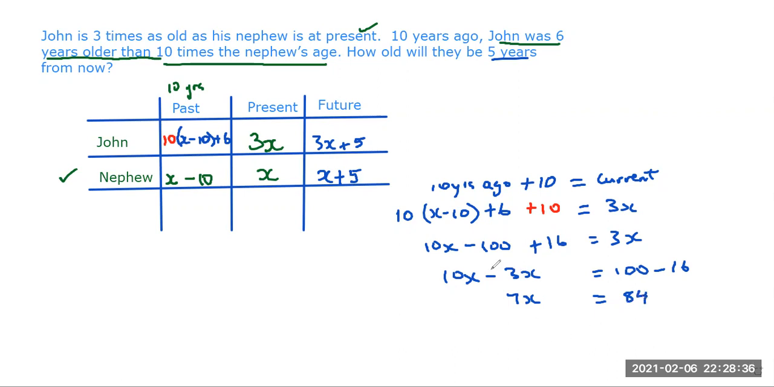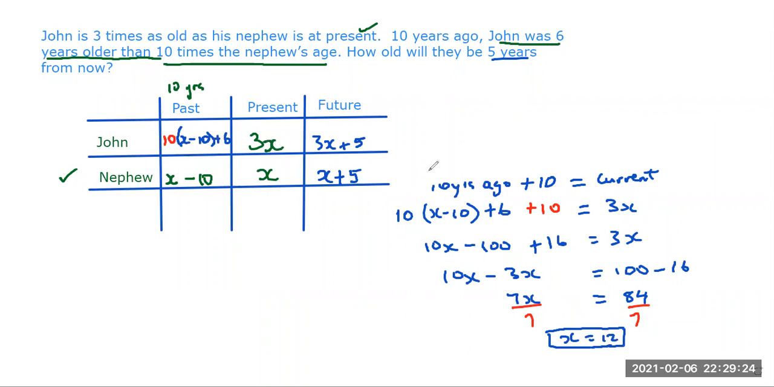And so my final answer in solving for x, dividing both sides by 7, I'll get x equals 12. 7 goes into 84 twelve times. Okay, so I found x equals 12.